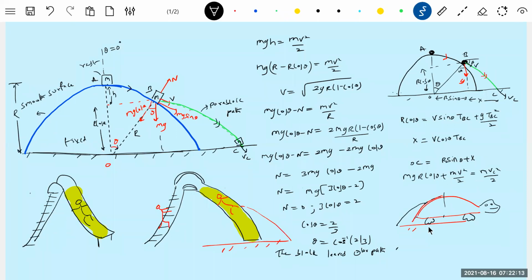The block leaves the circular path at point B and then describes a parabolic path, and then write it down.